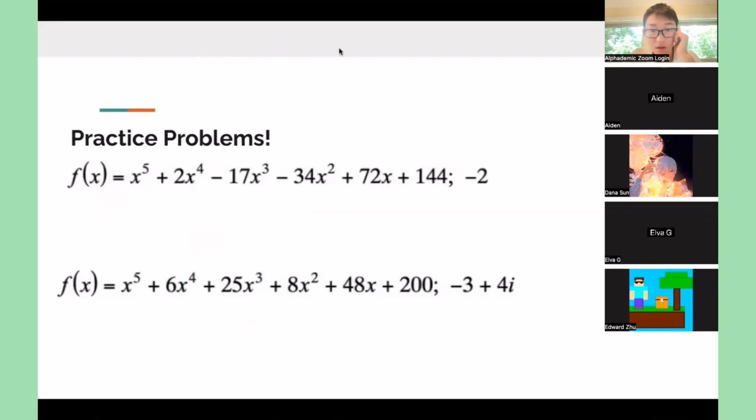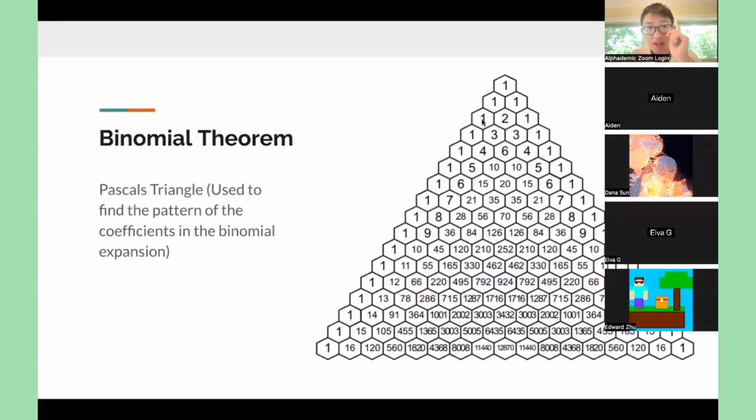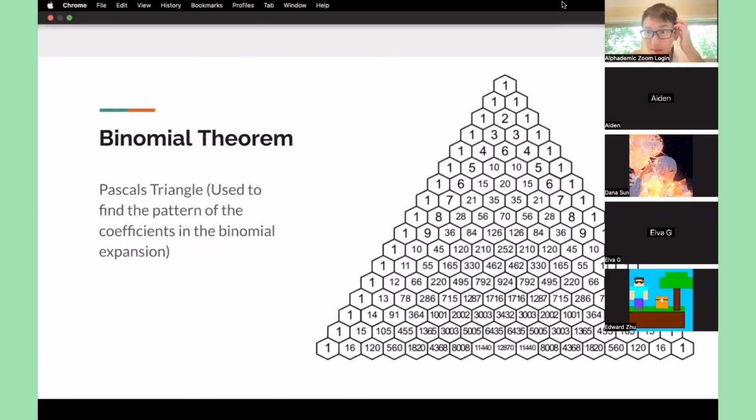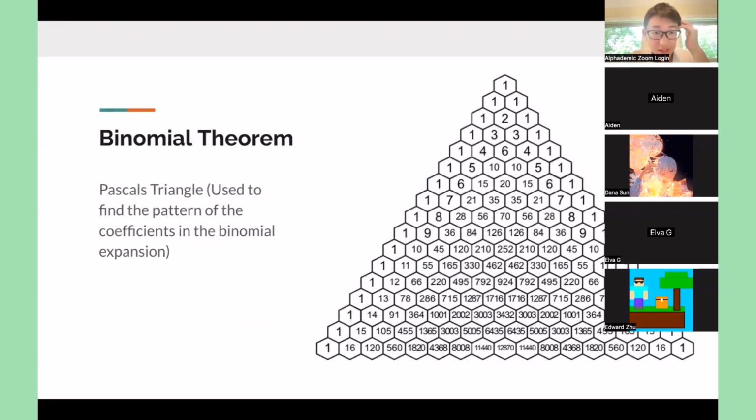Right. I will quickly try to run through everything else. The binomial theorem, I think some of you might have seen this. This is Pascal's triangle. It's used to find the coefficients, meaning the number in front of the variable, in the binomial expansion.